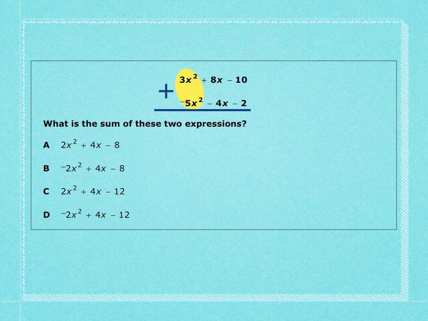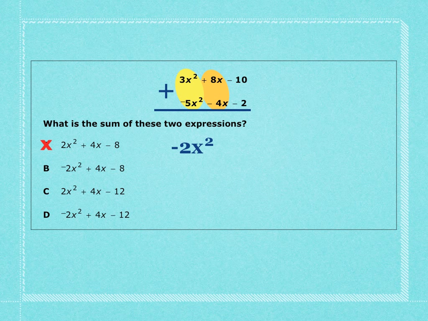Well, 3 plus a negative 5 is going to give me a negative 2x squared. My next like terms, I can go ahead and, when you're working on problems like this, sometimes it can be useful to eliminate answer choices as you go. Because I know that my answer is going to have a negative 2x squared, I can go ahead and get rid of A and C.